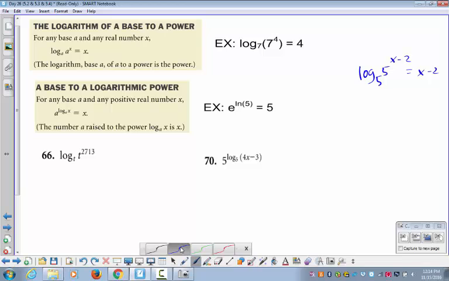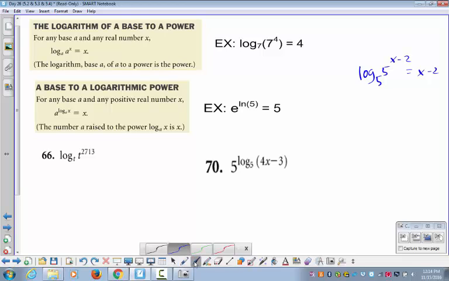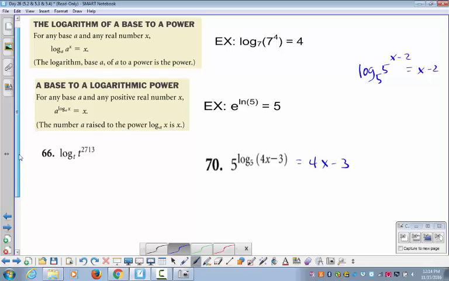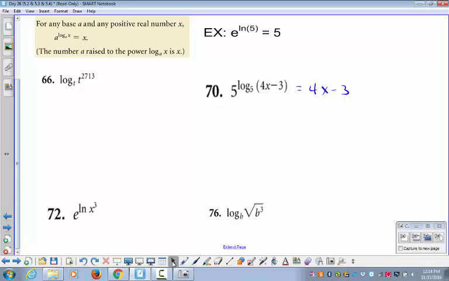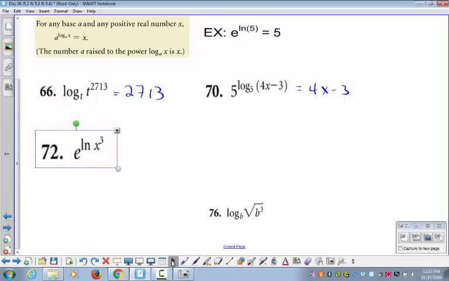cancellation property, if the log is up in the exponent position. So here, cancellation property, we get the 5. Here, cancellation property, and we're going to get 4x minus 3. So if we come down for these guys, what's this first one going to equal? Cancellation property, that's the old cancellation property. We get 2713.